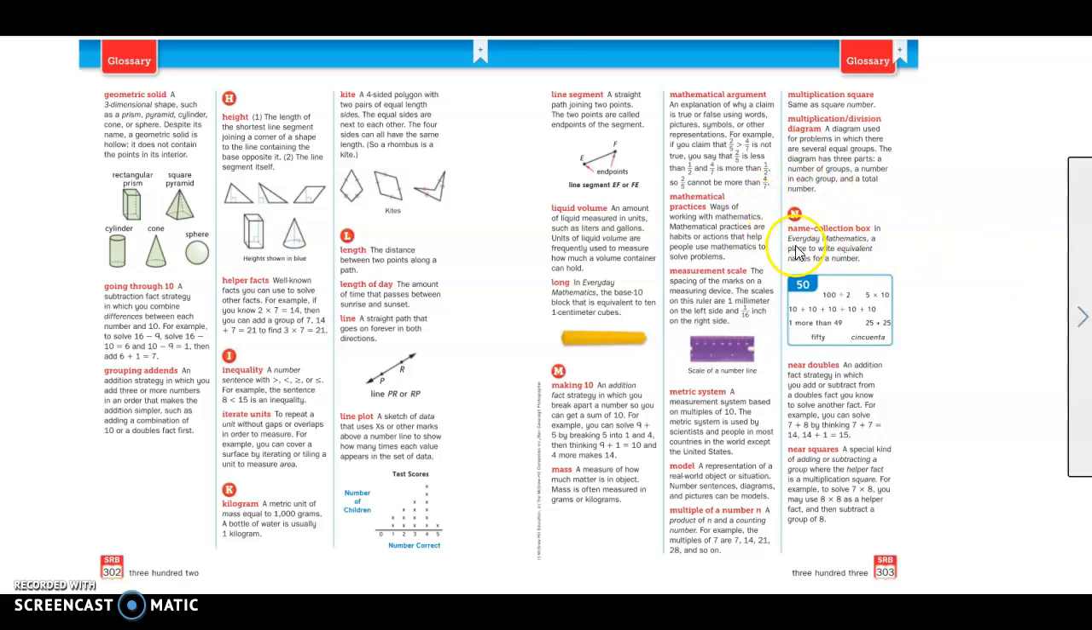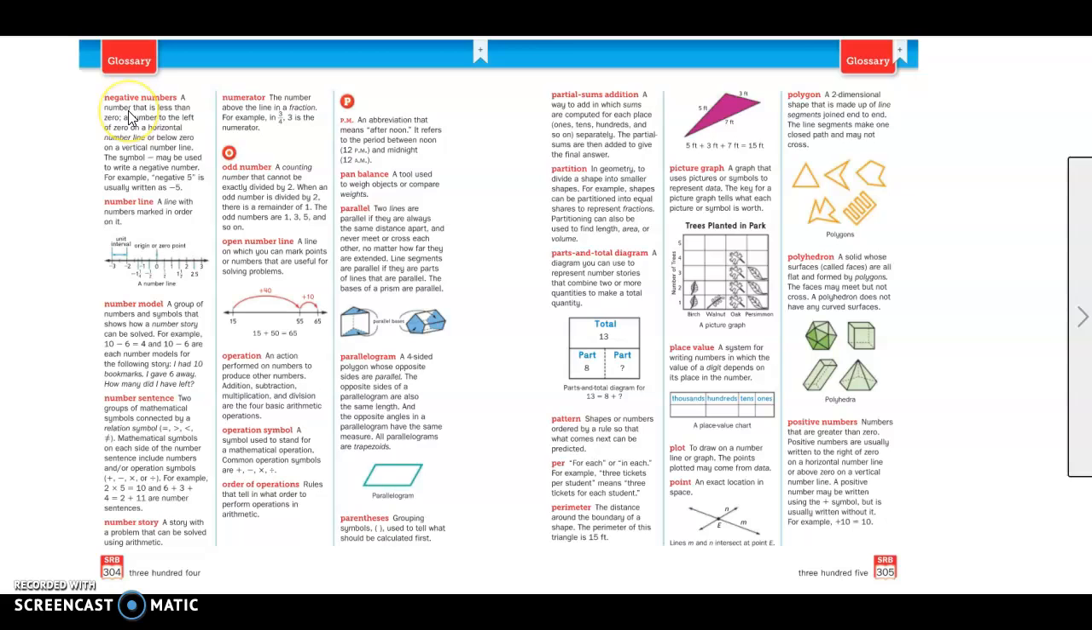Here it is right here. I see name collection box, near doubles, still not on that page. Go to the next page. And let's see, I've got number line. So actually, let's just look at the number line. It doesn't look like they have the word number grid in here, but we've got a number line.